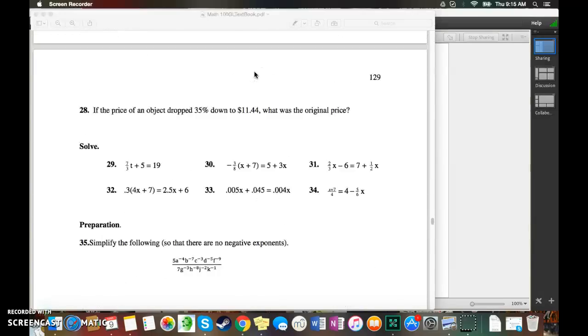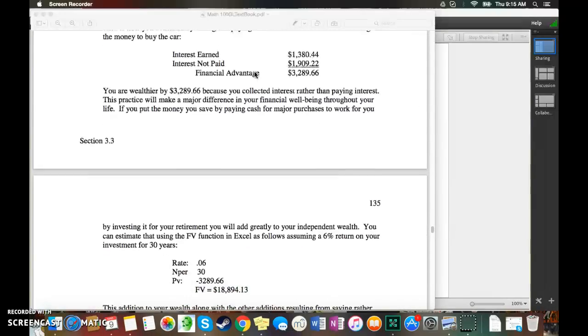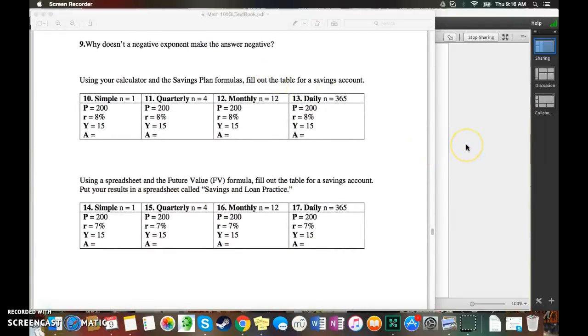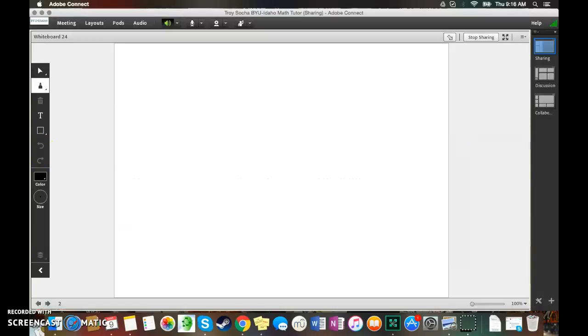Simple is just, see if I can find it. It's 1 plus r times t, or 1 plus r times y. Simple, so simple is yearly. Actually, no, it's not. It's something different. Simple is this. This is your simple formula. A equals P times 1 plus R to the Y.